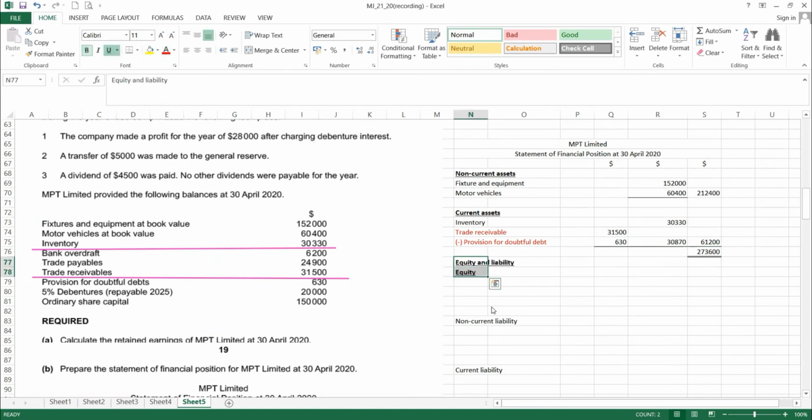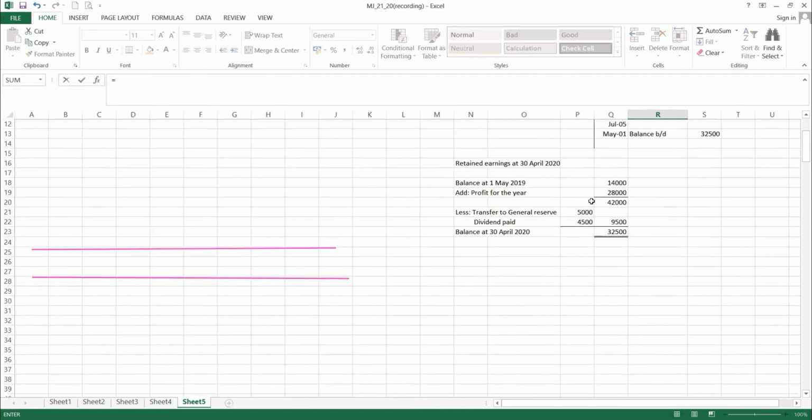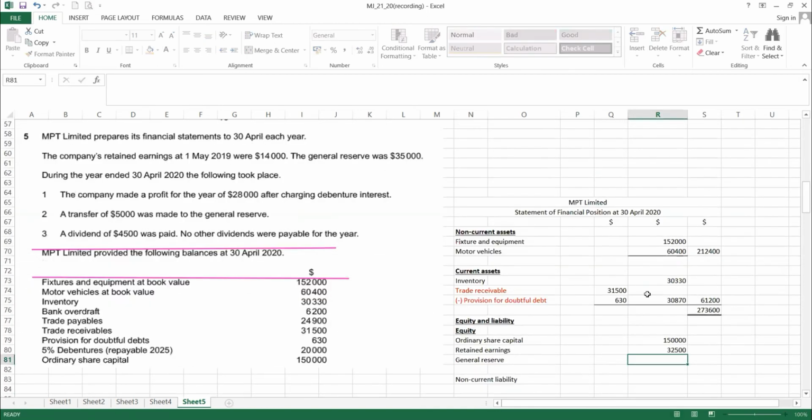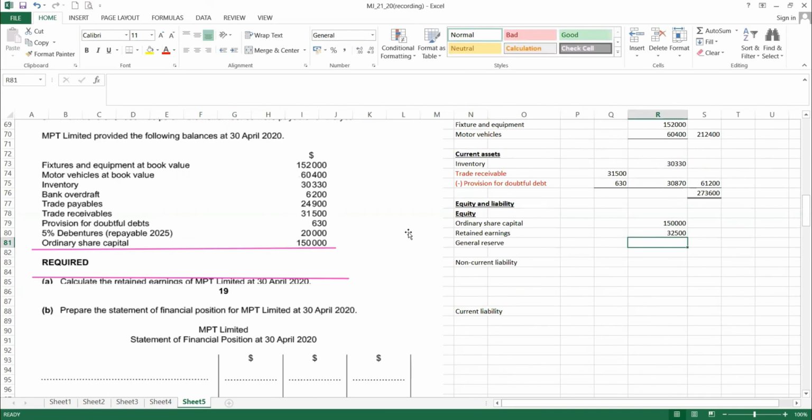Okay, now equity. Equity, we have the ordinary share capital. So this is one of the items. Other than that, retained earning. Other than that, general reserve. So this is something that you need to memorize. What is the section under the equity section? Now, capital, 150,000. And retained earning, if we get this one wrong, then automatically we won't be able to balance the account. Okay, general reserve.